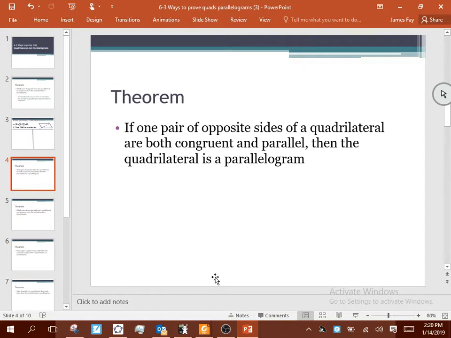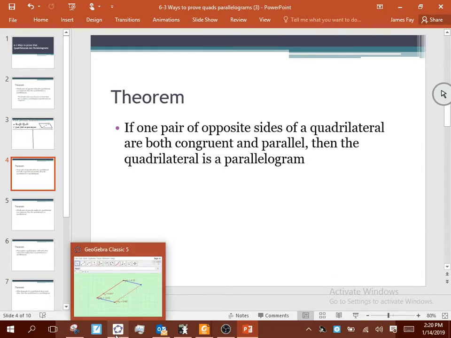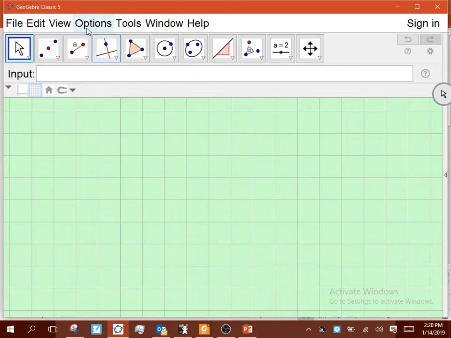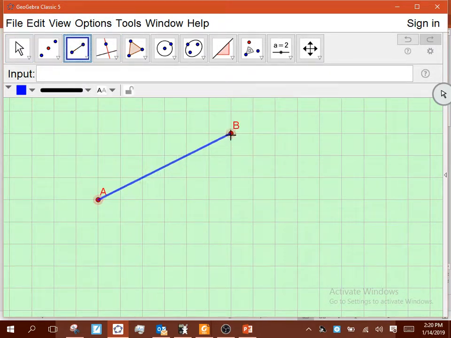All right. One pair of opposite sides of a quadrilateral are both congruent and parallel, and the quadrilateral is a parallelogram. What's going on there is this idea. How do you create segments that are parallel? They have to have the same slope, okay? What is the slope from A to B here? Okay, so it's 1/2, right? It's up 3 over 6.